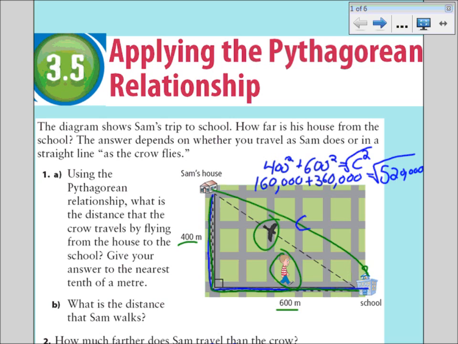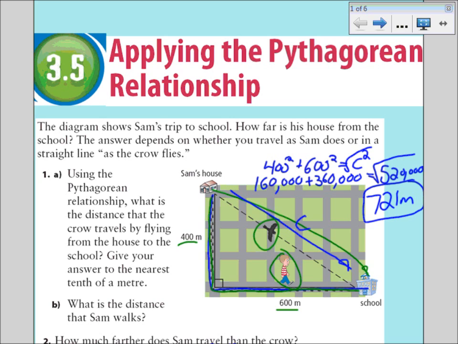We'll square root this like we've done in class before. If you're confused, please come and see me. This is just simple review for 3.4. This is the application of this in real life. So the square root of 520,000 equals 721 meters. So the crow flies 721 meters right here.